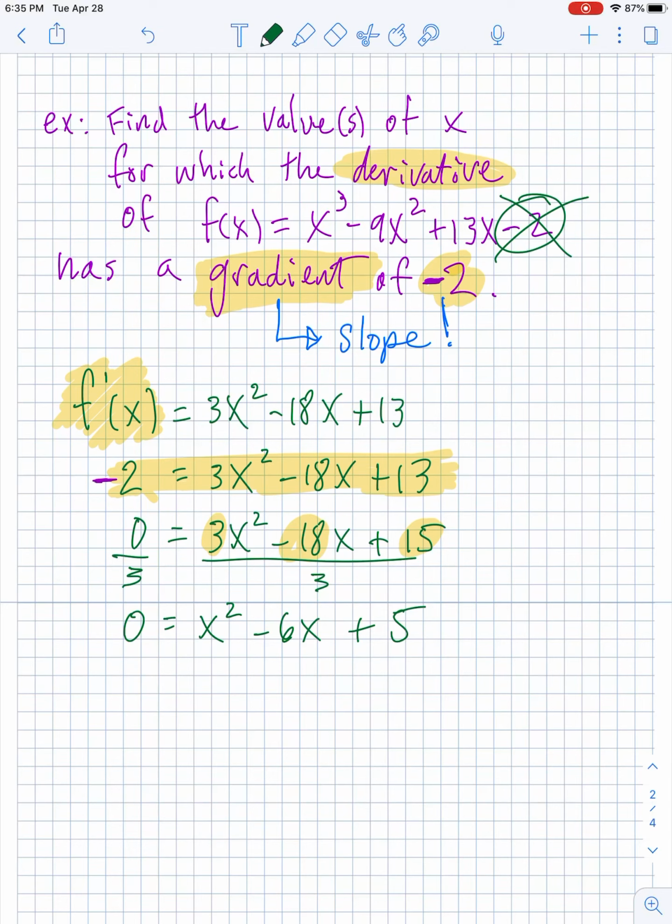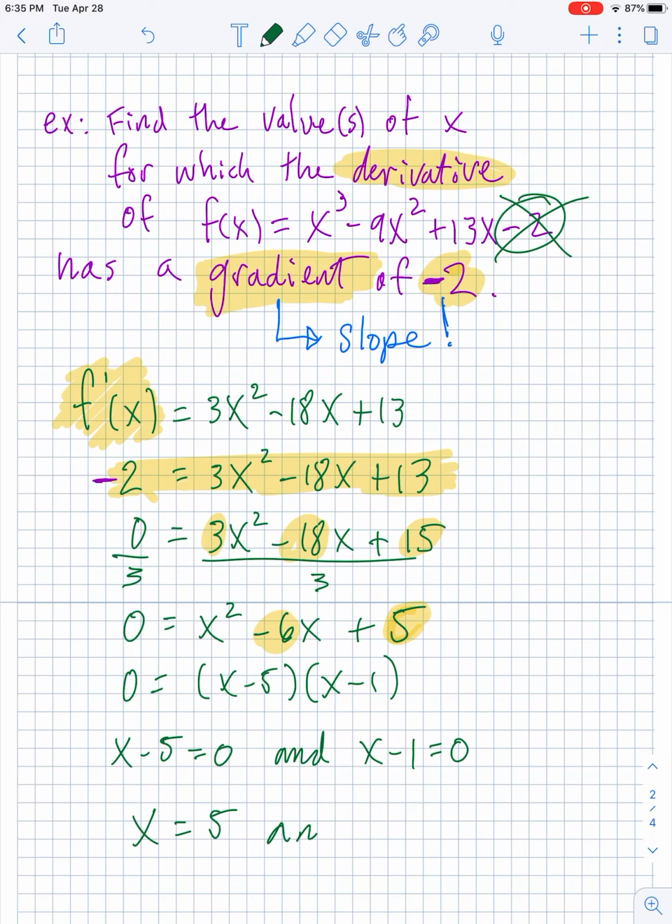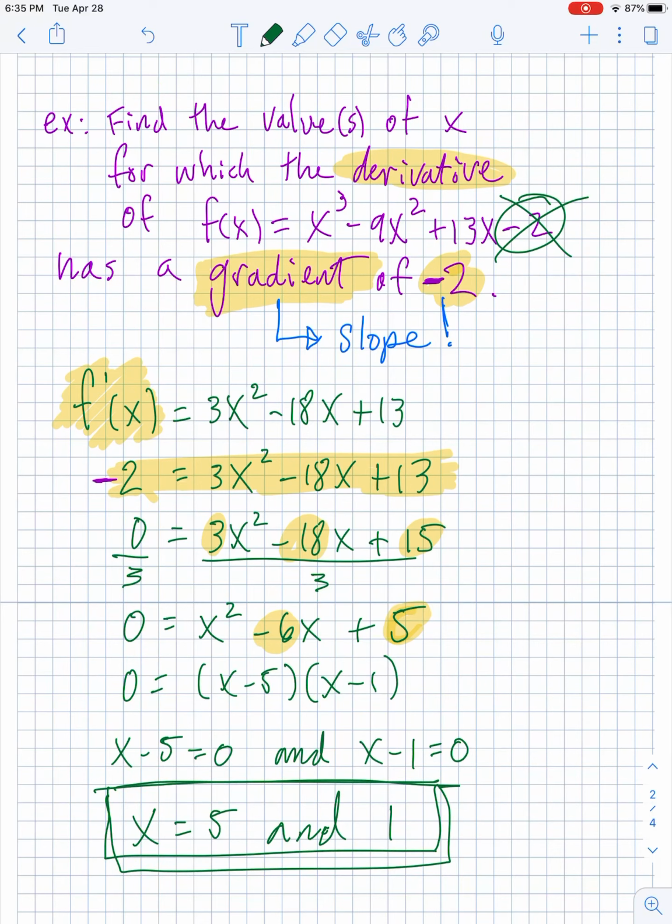Now, this is nicely factorable because I need to find 2 numbers that multiply to positive 5 and add to negative 6. They are negative 5 and negative 1. Then if you have 2 parentheses being multiplied to get 0, you set them both equal to 0. So x minus 5 equals 0 and x minus 1 is equal to 0. So our answers are 5 and 1. So those would be the points on the original curve where the tangents would have a slope of negative 2, which is what they were asking up there, but they asked it in a weird way.